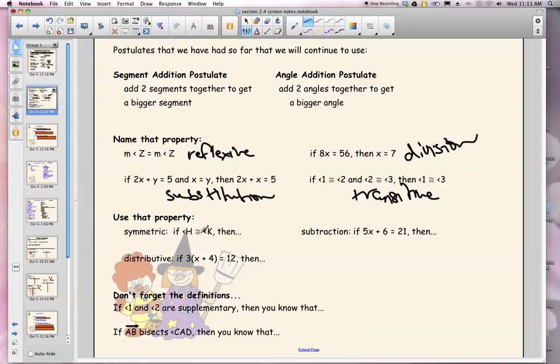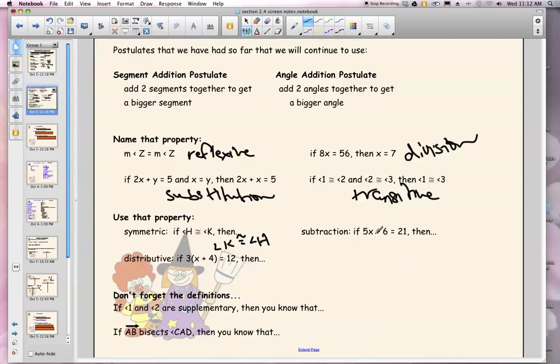All right, in this example problem, they want you to use the symmetric property to rewrite this statement. Okay, the symmetric property says that you can flip the two sides of the equal sign. So if I was going to do the symmetric property on this statement, I would write then that angle K is congruent to angle H. All I did was flip the two sides of the equal sign.